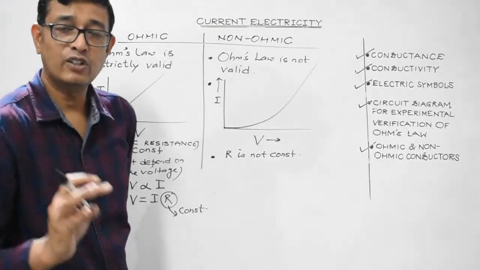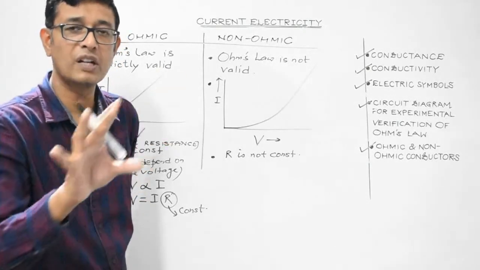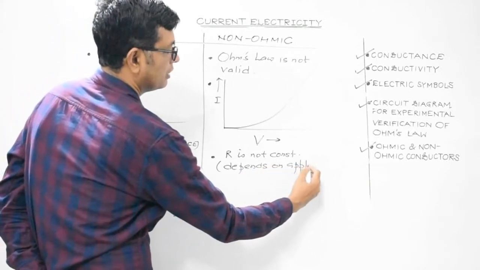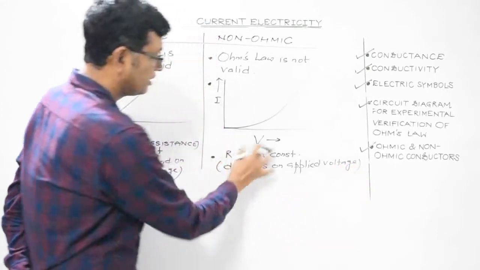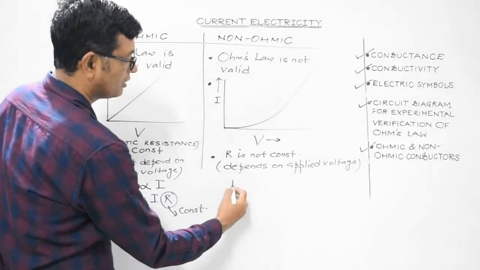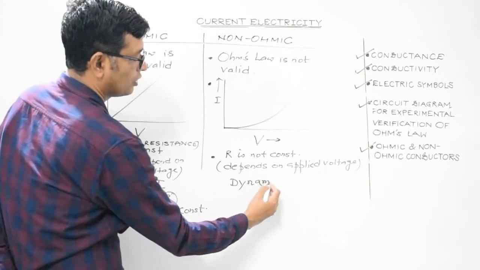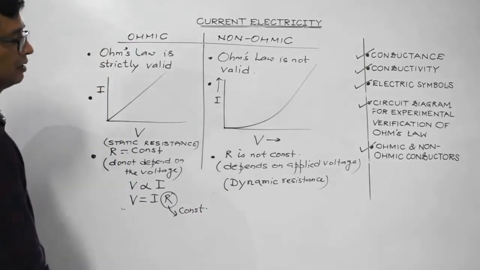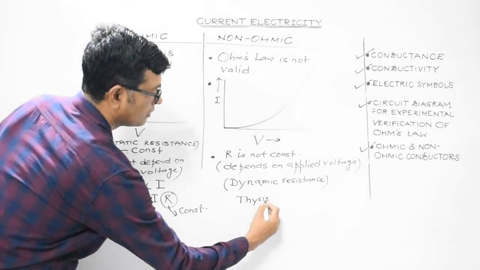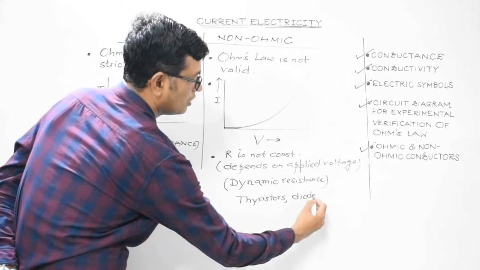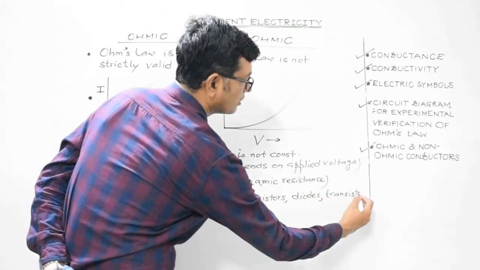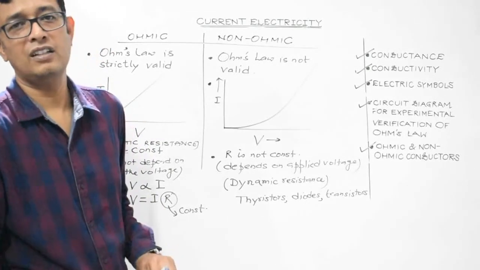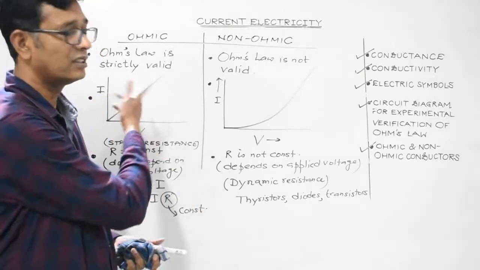So, the resistance of a diode, of thyristors, of transistors, which are non-ohmic conductors, is not constant, as it depends on the applied voltage. And since its value changes, therefore it is also known as dynamic resistance. It's the opposite of static. So it is known as dynamic resistance. Right? And as I've given some examples, non-ohmic conductors are thyristors, then diodes, then transistors. These are the semiconductor devices which are non-ohmic conductors. And examples of ohmic conductors are copper, aluminum, silver. These are the normal conductors which we make use of in wiring, and they are the ohmic conductors.